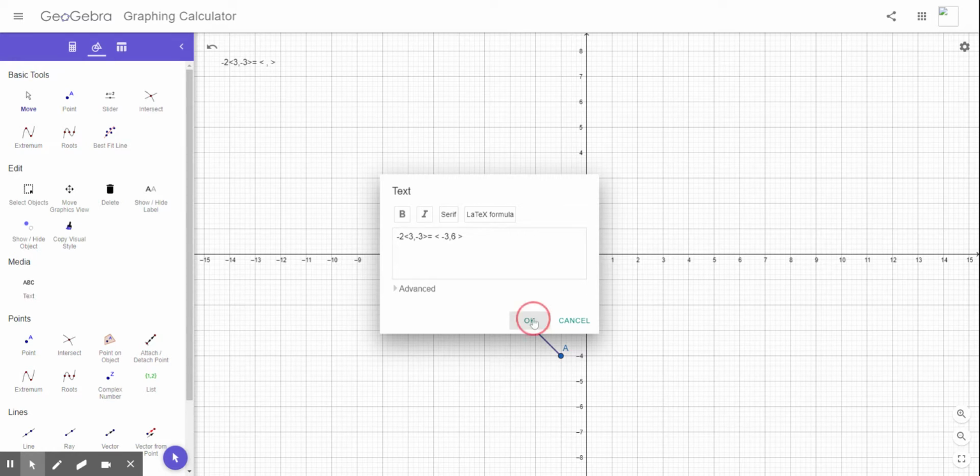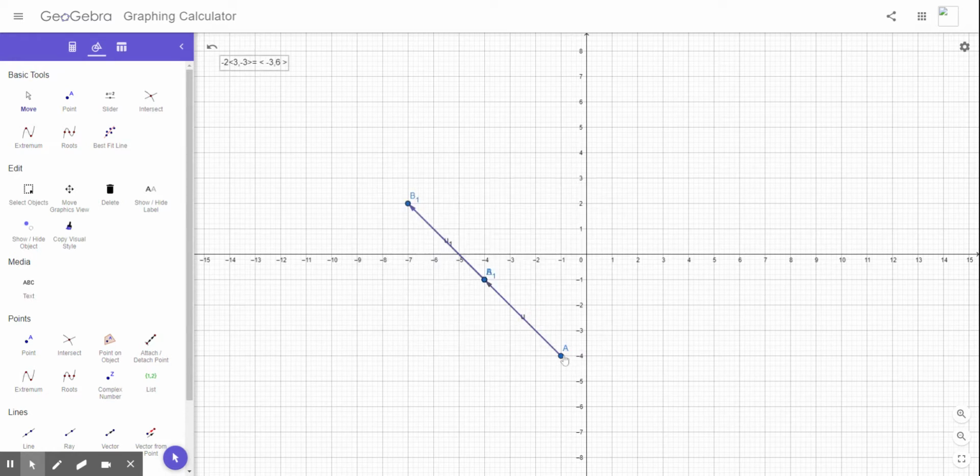And now notice the direction is the opposite direction. The original vector was going down 3 and to the right 3. Now we're going back 3 and up 3.